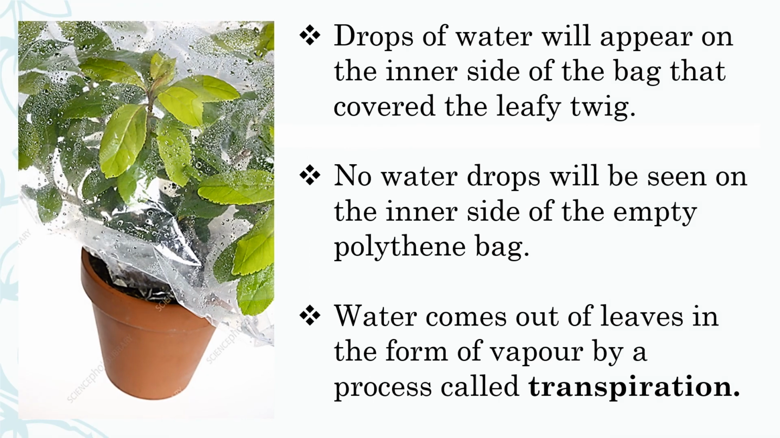After a few hours, observe the inner surface of the polythene covers. Drops of water will appear on the inner side of the bag that covered the leafy twig, and no water drops will be seen on the inner side of the empty polythene cover. So, this proves that leaves do transpiration. Water comes out of leaves in the form of vapor by a process called transpiration.